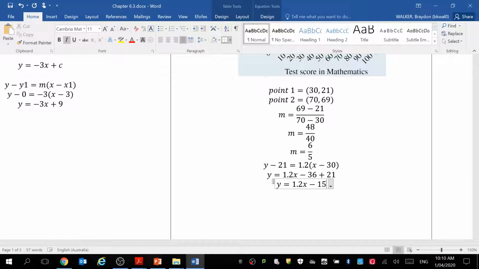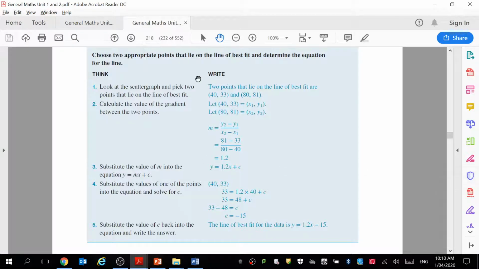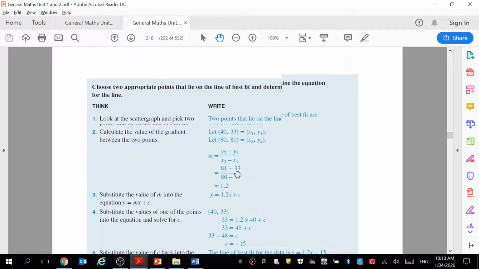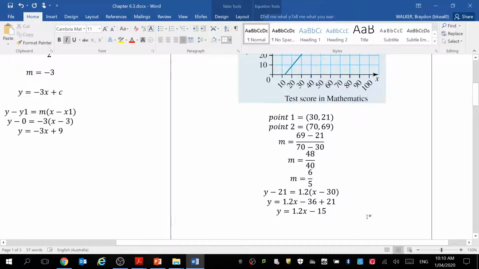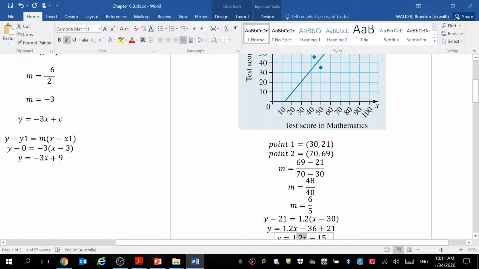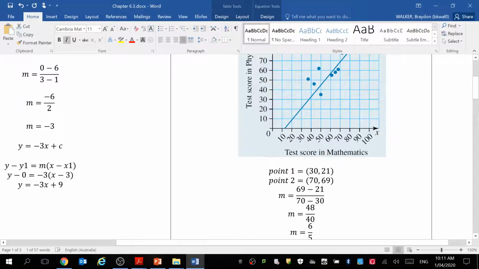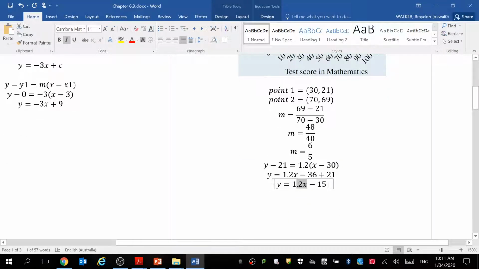So now what I'm going to do is talk about a couple of things with this answer, because that's all the worked example wanted us to do. But I'm going to take it a step further and actually explain what it means in the context of this question. So with the equation of y equals 1.2x minus 15, our y-intercept is negative 15, and our gradient is 1.2. But what does that actually mean? Well, taking it at face value, it means that if you get a score of 0 in mathematics, you should be getting a score of negative 15 in physics.